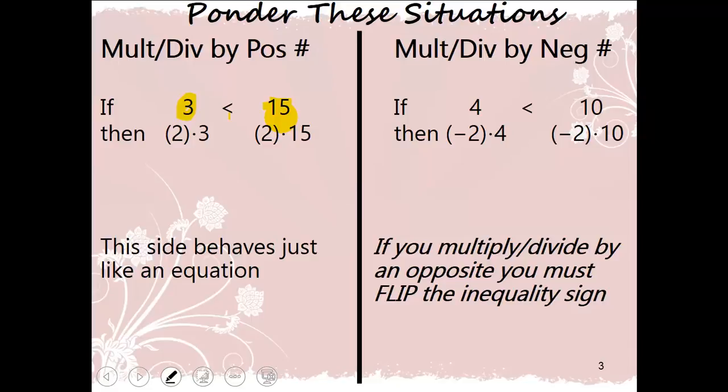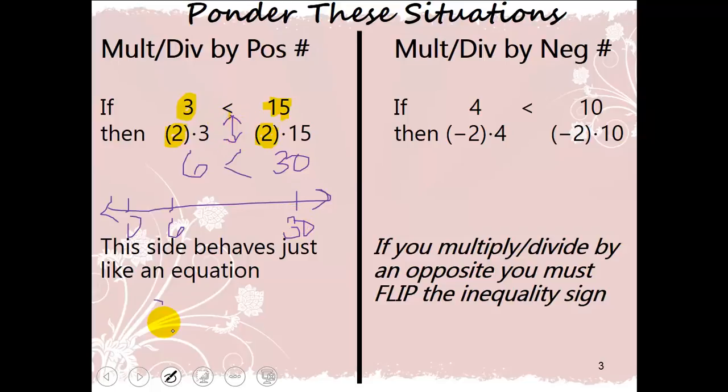So what happens if we multiply both sides by the same positive number? In this case, we're using 2. If I multiply both sides by 2, then I get 6 here and 30 here. Would you rather have $6 or $30? You would rather have 30 because 6 is less than 30, correct? If you look at it on a number line, here's 0, here's 6, here's 30. 6 is to the left, right? Notice that these symbols are going in the same direction.